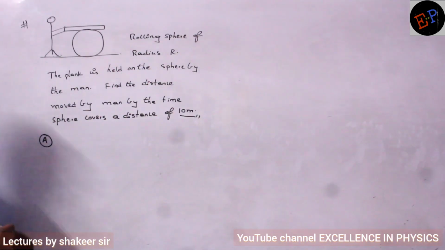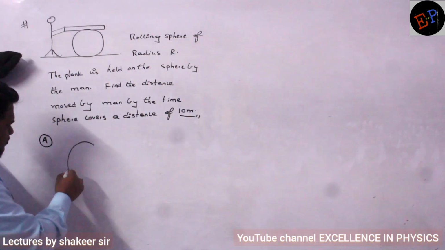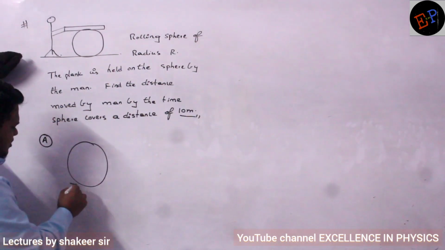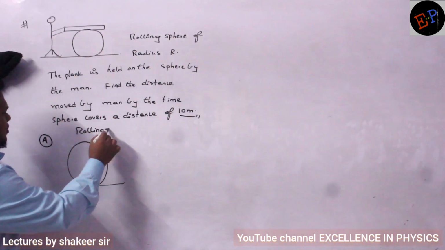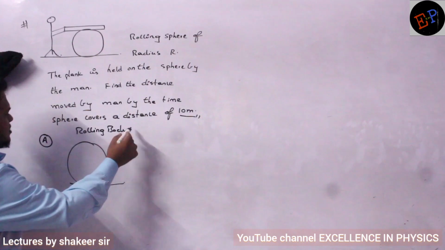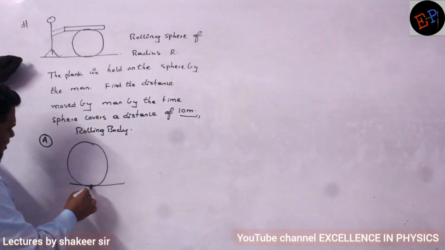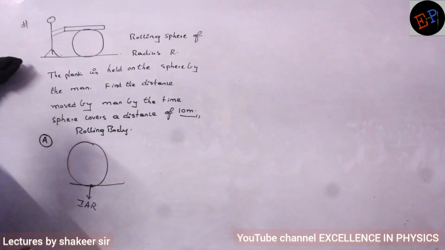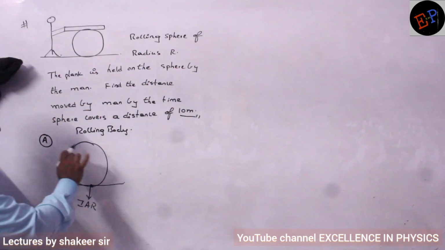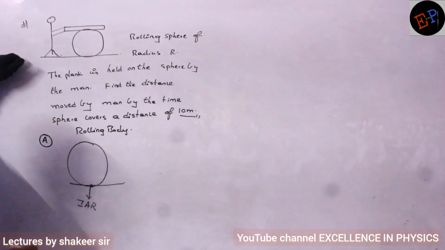Okay? So yesterday we have already studied this. See here. Consider this is a rolling body. Are you able to understand? So for a rolling body, if I take this point as my instantaneous axis of rotation, then the body is undergoing only rotational motion. It does not have any translational motion.